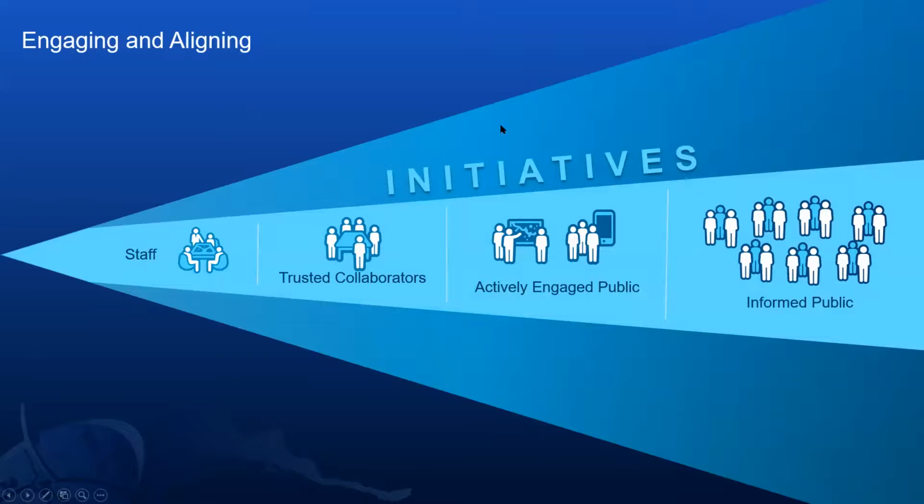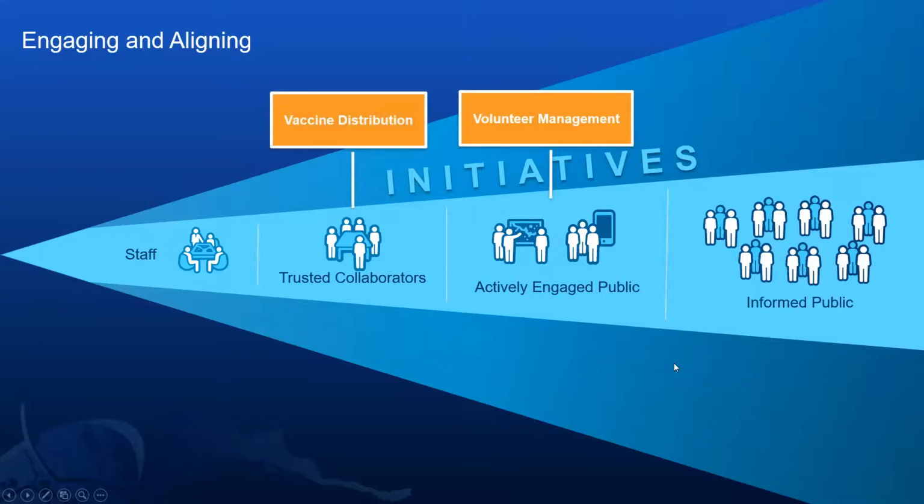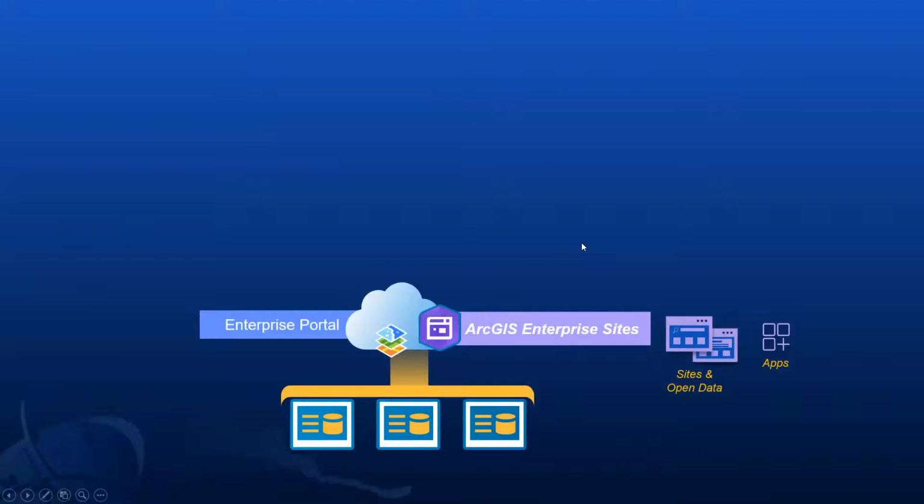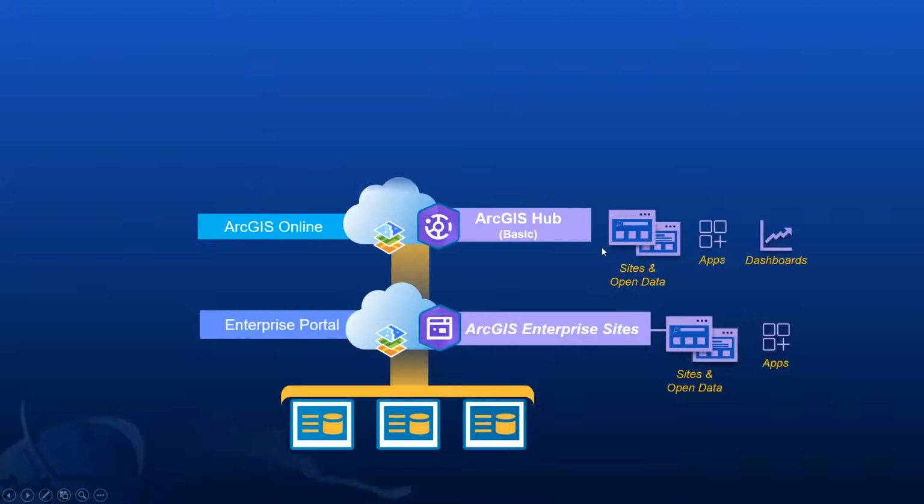So spinning up these initiatives, where we build a staff and have a core team of trusted collaborators, and then we have people in the public who are either actively engaged or just want to be informed. And that all flows through the hub. So you can manage all these volunteers. The vaccine distribution idea was a pretty good example of that. So how does this all work?